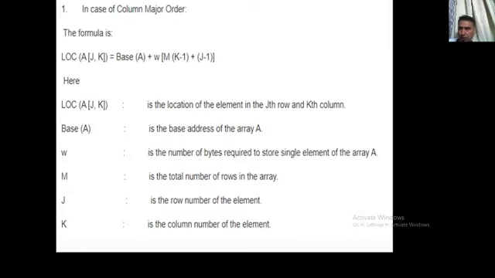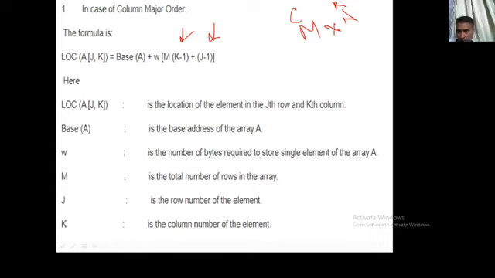So in case of column major order, the address is given like this: base plus w times m times (k minus 1) plus (j minus 1). This one you have to remember. The array is m cross n. In case of a column we'll use this m, and in case of a row we'll use this n. So it is (k minus 1) n plus (j minus 1). That's the only thing you'll have to put.